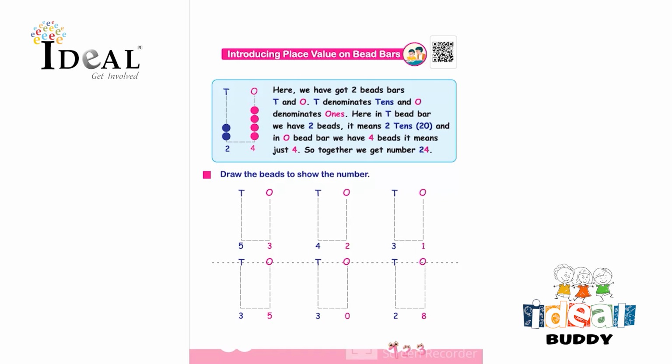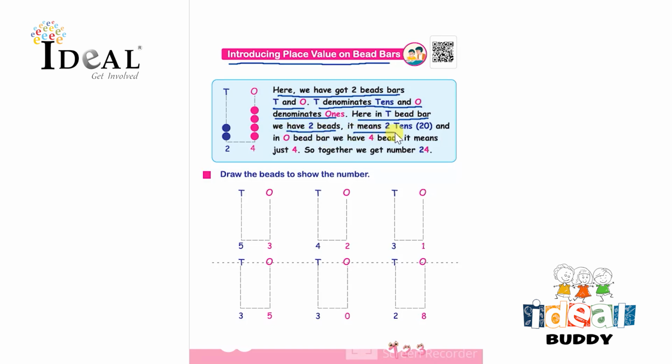Hello everyone. In this worksheet, the topic is introducing place value and beads bars. Here we have got two beads bars, T and O. T denotes tens and O denotes ones. Here in the T bead bar, we have two beads.